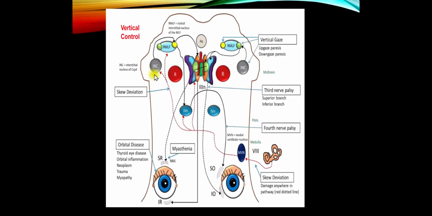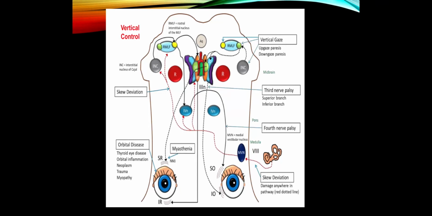Again, you don't need to know the interstitial nucleus of Cajal, the rostral medial longitudinal fasciculus. These are the two main areas involved in coordinating vertical eye movements, and then they communicate with the appropriate third nerve nuclei. This is all the third nerve oculomotor nucleus, right and left. They talk with the appropriate oculomotor nuclei to move your eyes in a vertical direction.